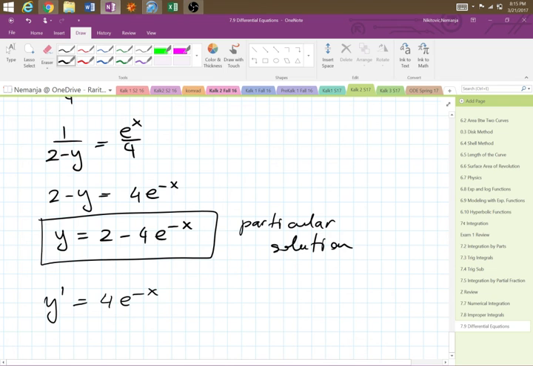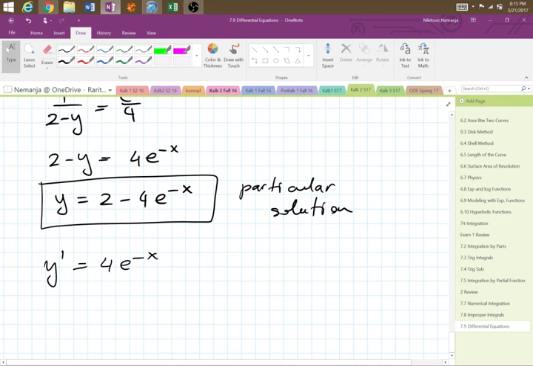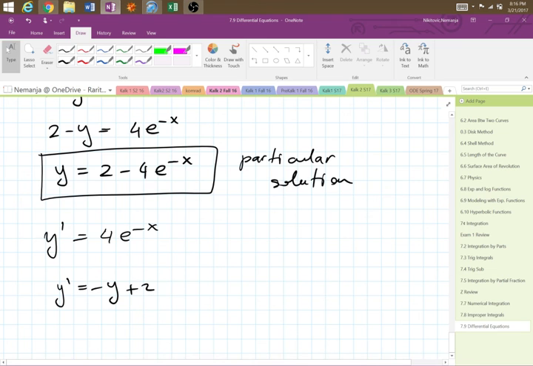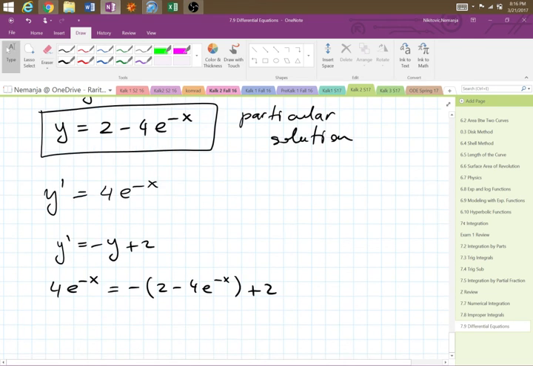So now I plug this into the original differential equation. The original differential equation was y prime equals negative y plus 2. So y prime was 4e to the minus x equals minus, and the y was 2 minus 4e to the minus x, and then plus 2. And when you distribute the negative, you have 4e to the minus x is equal to negative 2 plus 4e to the minus x plus 2. These die, and that's the same, and we know that that solution is gold.